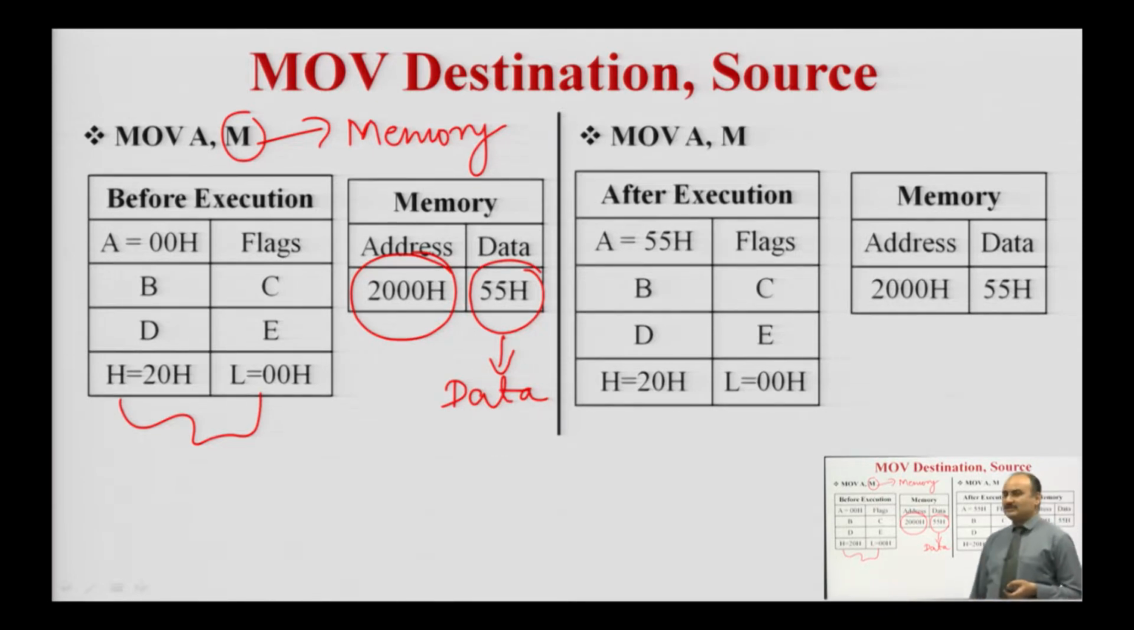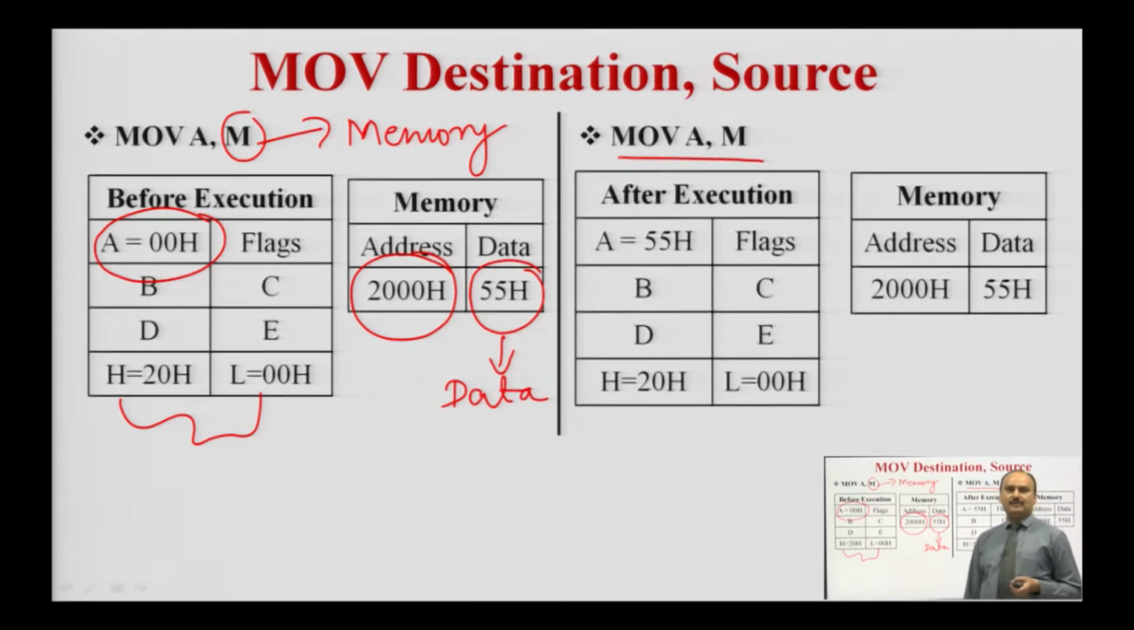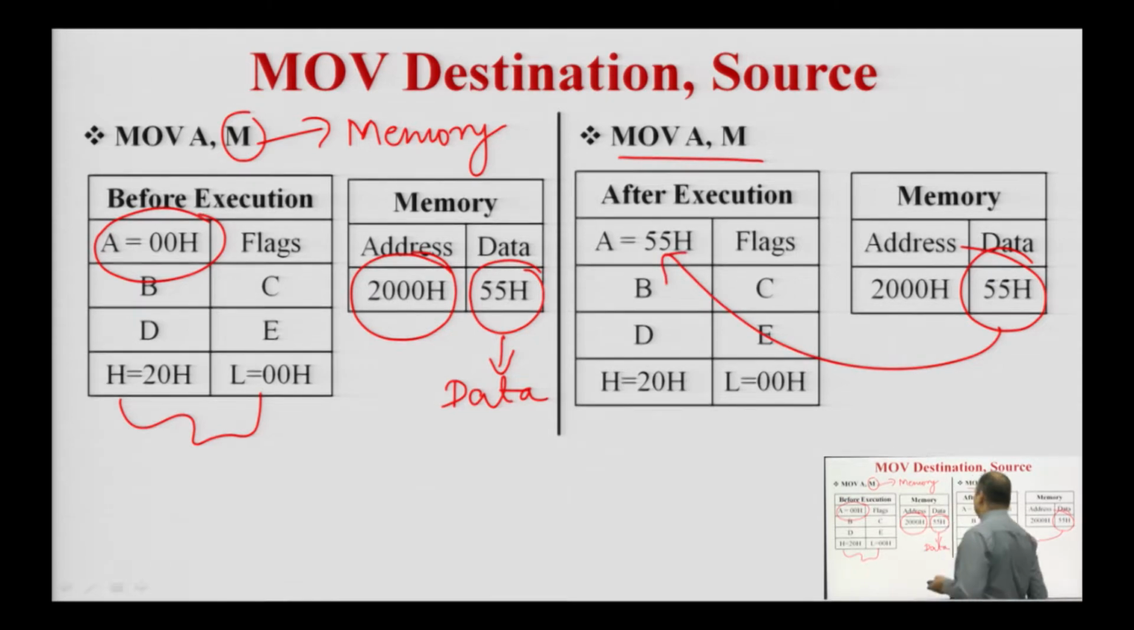Whenever the microprocessor executes this instruction, MOV A, M, it will copy the data from this memory location having address 2000H into the accumulator. Before the execution of the instruction, the content of the accumulator is 00H and the content of memory location 2000H is 55H. After the execution, it will copy the data from memory location 2000H into the accumulator, so the content of the accumulator becomes 55H.